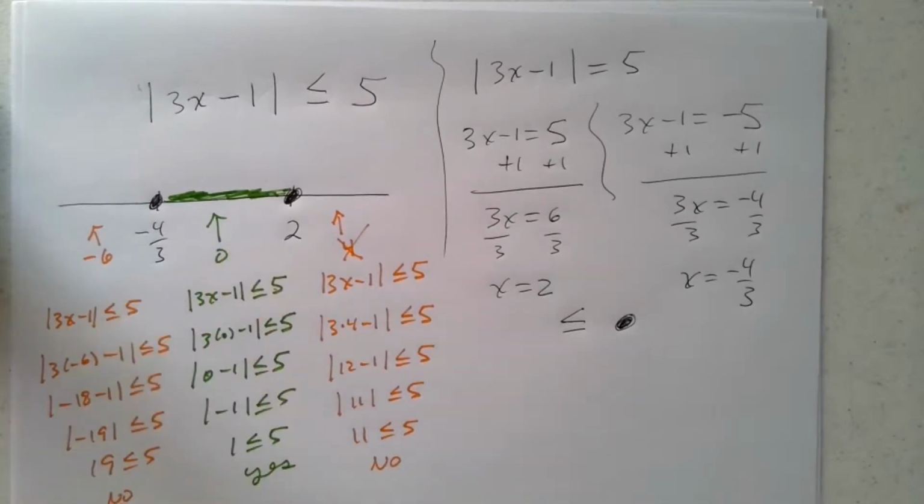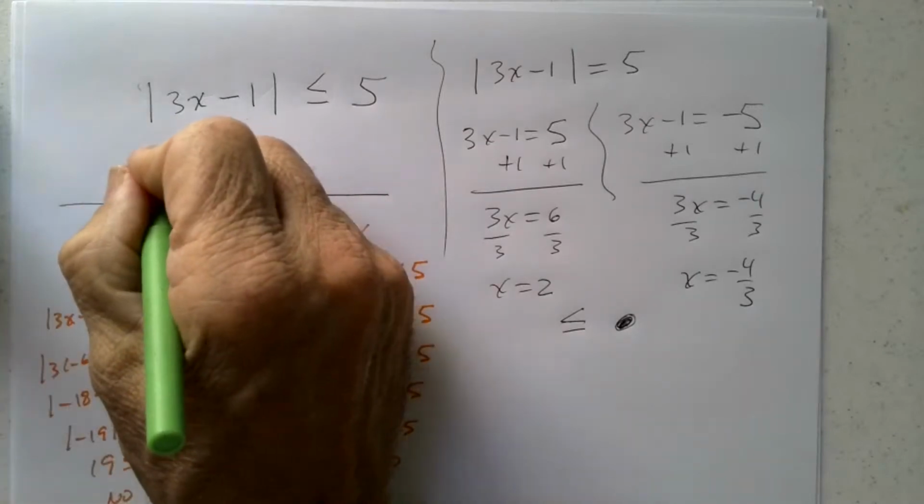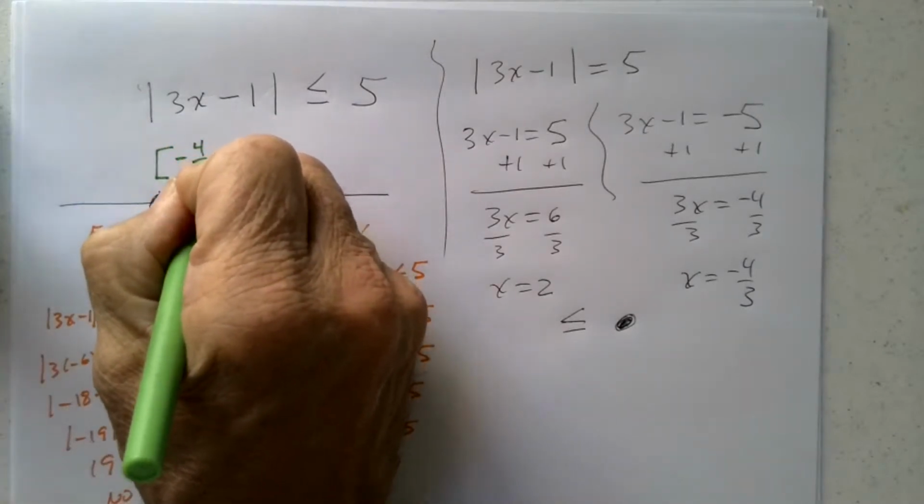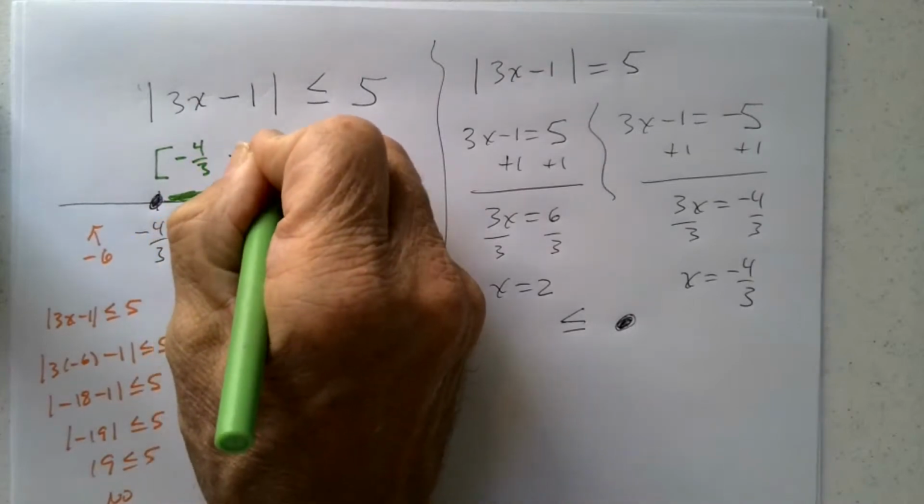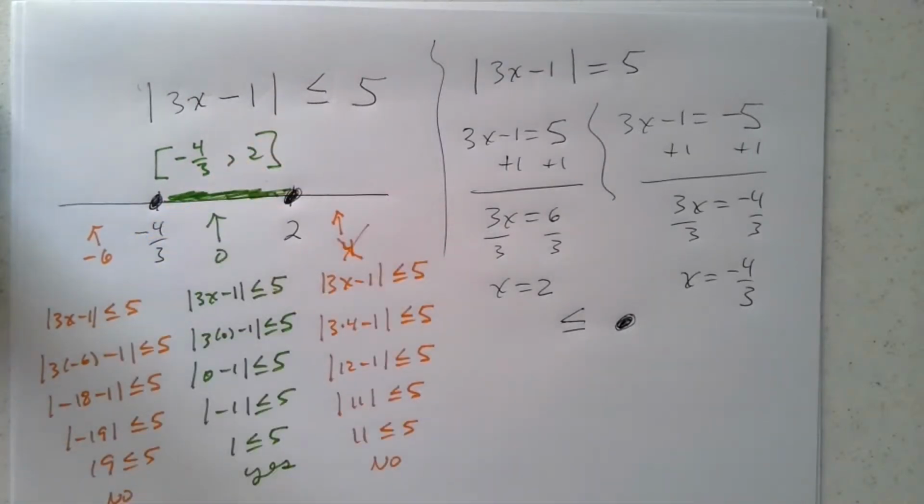So I'm just going to shade in the middle. What is my answer in interval notation? Square bracket, negative 4/3, comma 2, square bracket. And that will end this lesson.